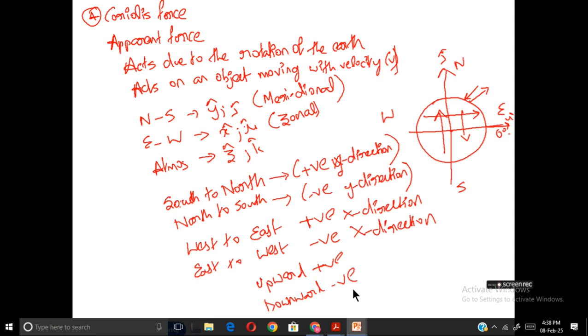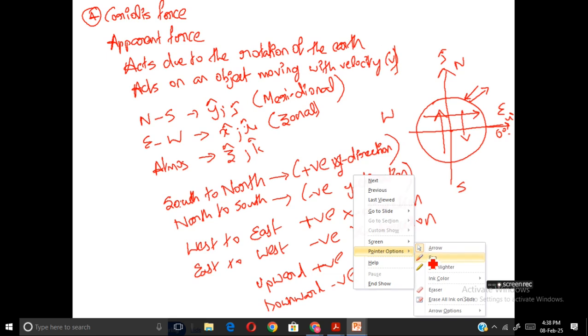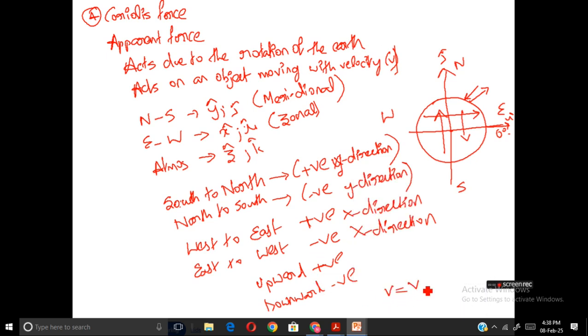One more thing: suppose a body has a velocity v on Earth. It has three different components, vi plus vj plus vk. Vi will tell you how it is moving in the east-west direction. Vj will tell you how it is moving in the north-south direction. Vk will tell you whether it is moving upward in the atmosphere or staying on the surface.